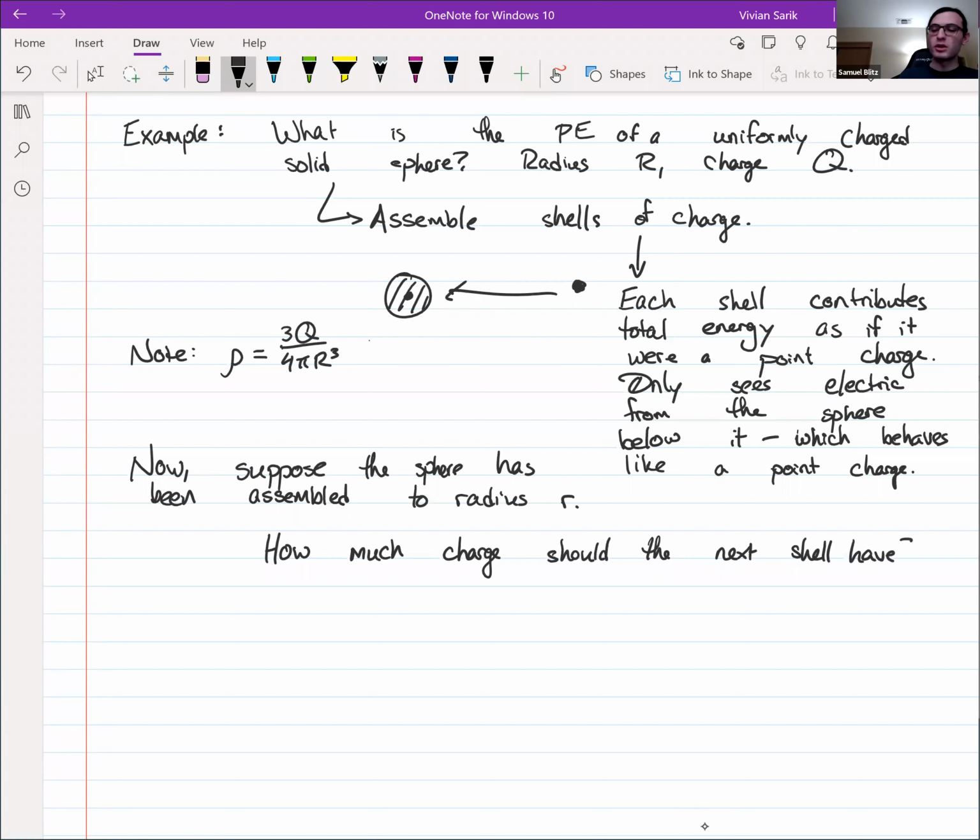Well, we know that when the shell is resting on top of the sphere below it, it has some specific charge density. Obviously, the charge density will be smaller before it comes in, but it'll have some specific charge density. And so if we can find the volume of that shell once it's sitting on top of the sphere, then we can just multiply that volume by the charge density, and that will tell us how much total charge that shell had.